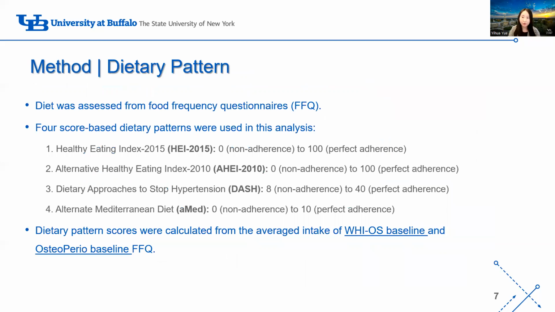Dietary behavior was assessed from the Food Frequency Questionnaire, FFQ, which measured the frequency and portion size of each type of food they consumed. Four score-based dietary patterns were used in this analysis: Healthy Eating Index, HEI, Alternative Healthy Eating Index, AHEI, Dietary Approaches to Stop Hypertension, DASH, and Alternate Mediterranean Diet, AMED. Dietary pattern scores were calculated from the average intake of WHI baseline and OsteoPerio baseline in order to estimate the habitual diet over 3 years, leading to OsteoPerio baseline.